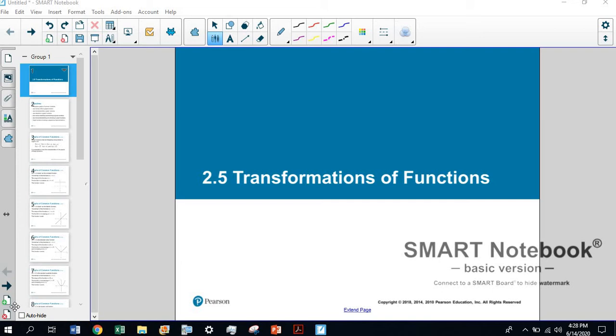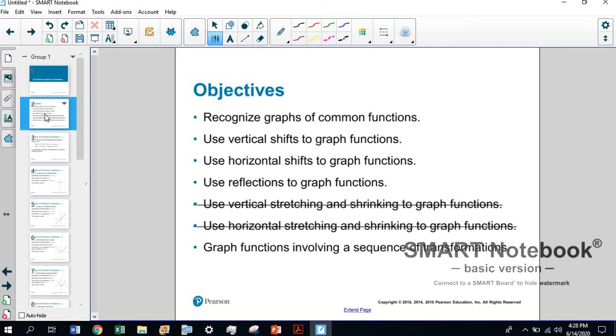Anyway, we're not going to cover everything in this section. We'll do most of it. This is transformation of functions. You need to know the graphs of common functions, and you need to be able to use vertical shifts, horizontal shifts, and reflections. We're not going to do the vertical and horizontal stretching, and then you've got to be able to put these together in a sequence of transformations. Do more than one at a time, in other words.